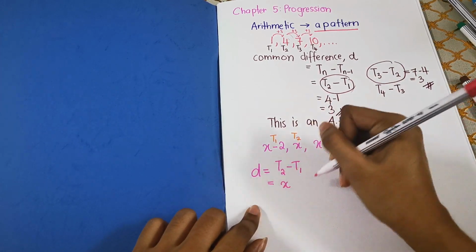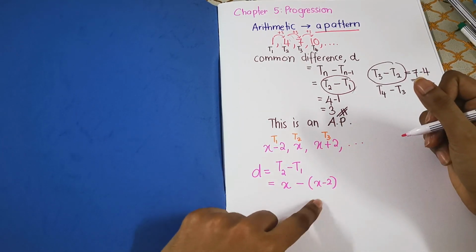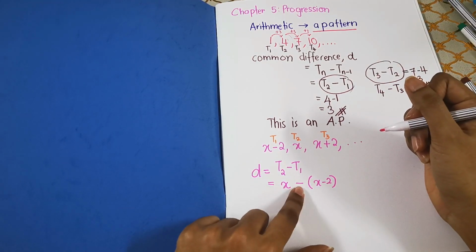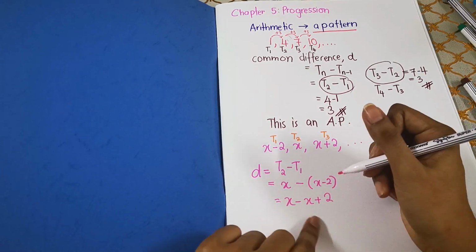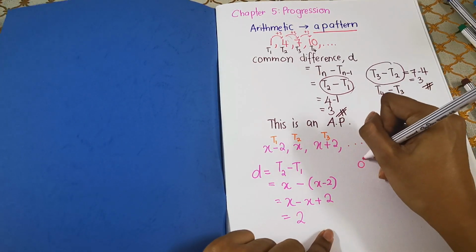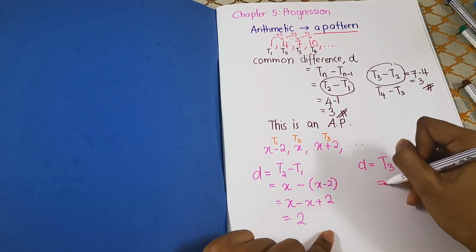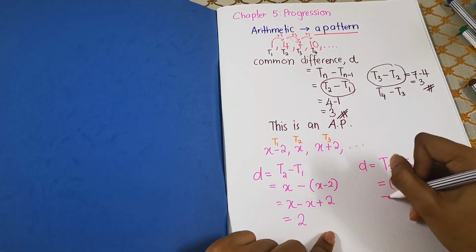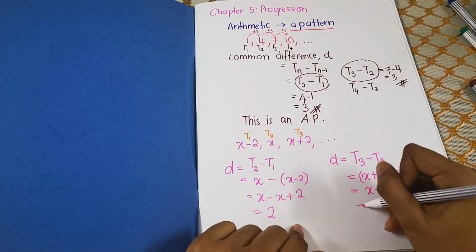So what is term 2? x. Minus, what is term 1? x minus 2. Take note, I've written it inside a bracket so that I don't confuse it with the subtraction in front. Now I expand the bracket. x minus x is 0, so I get 2. Now find another common difference. This time I take term 3 minus term 2. Term 3 is x plus 2, I put this in a bracket, minus x. Open bracket, x plus 2 minus x. So x minus x we get 0, and we are left with 2.